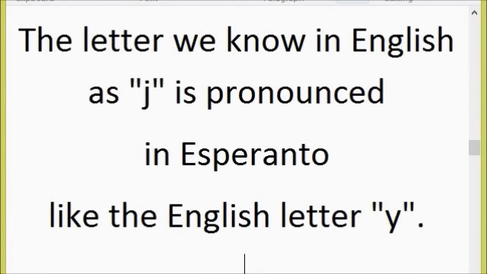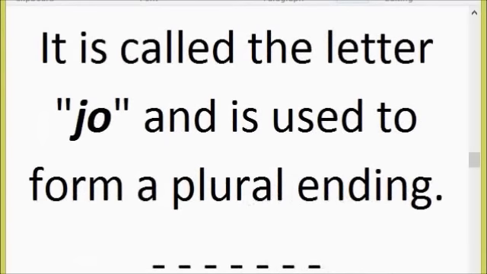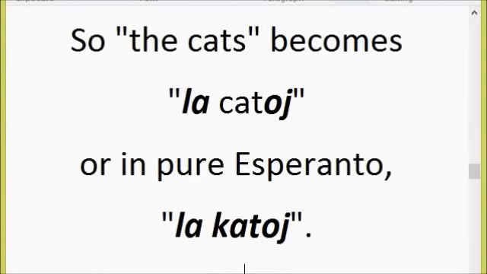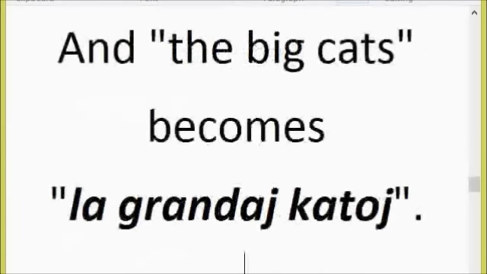The letter we know in English as J is pronounced in Esperanto like the English letter Y. It is called the letter yo and is used to form a plural ending. So the cats becomes la katoi, or in pure Esperanto, la katoi. And the big cats becomes la grandai katoi. Or of course, if you'd like to mix your English in as we did before, la bigai katoi.